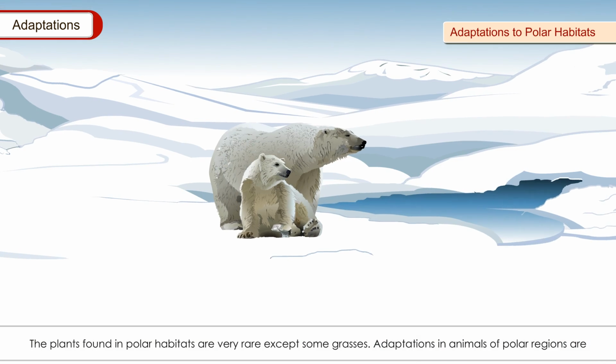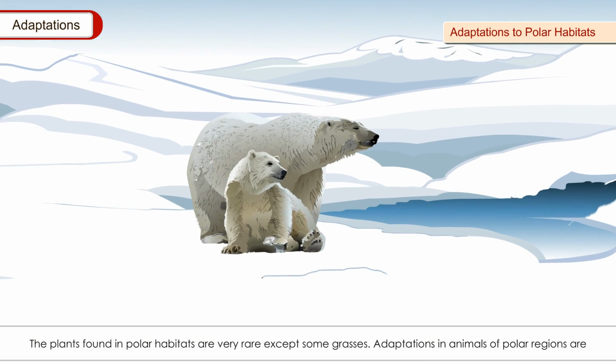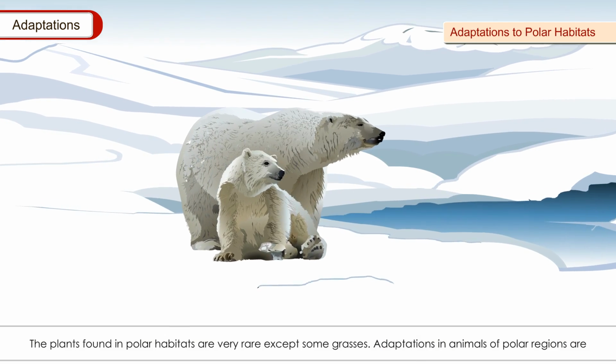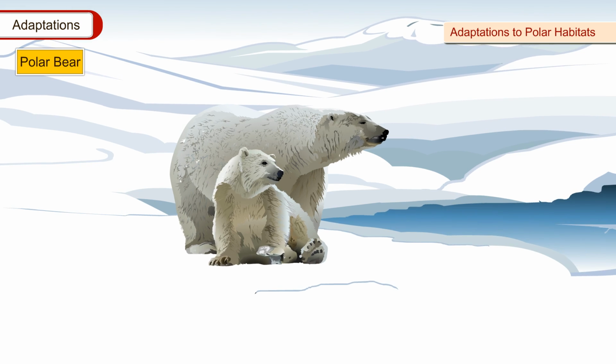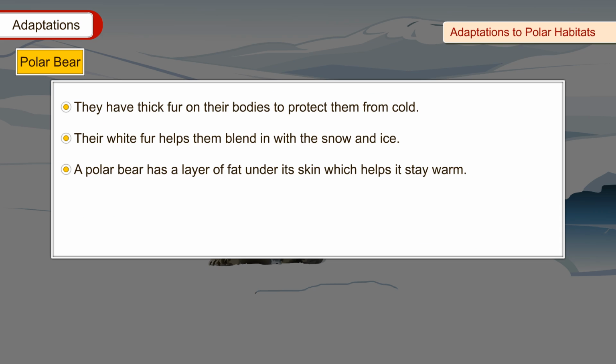Adaptations to polar habitats. The plants found in polar habitats are very rare except some grasses. Adaptations in animals of polar regions: polar bear. They have thick fur on their bodies to protect them from cold. Their white fur helps them blend in with the snow and ice.